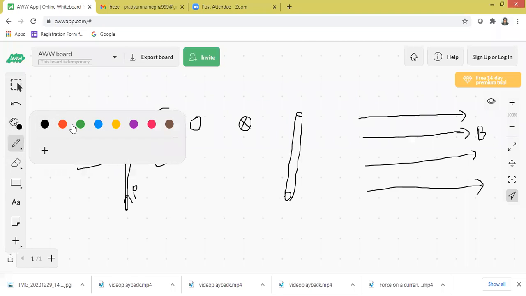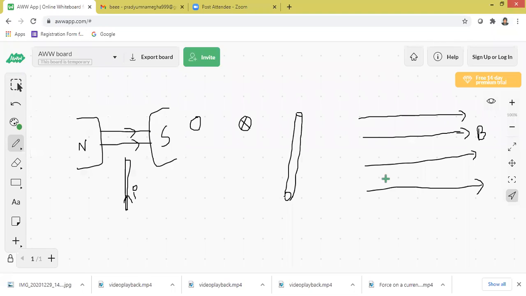The examiner will see the concept in the way you are drawing. Okay, now what is our concept? What is our topic name? Force on the current carrying conductor placed in the magnetic field. Now I am taking one conductor. All of you see here. Let us say I am taking one conductor. First I am drawing like this, and this is your surface.